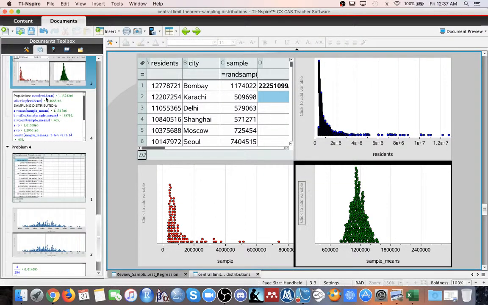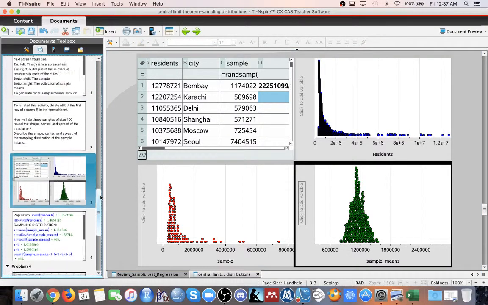And this idea that we've just looked at is called the central limit theorem. And the central limit theorem says this: that the sampling distribution, as the sample size increases, will look closer and closer to a normal distribution. The larger the sample size, the more the sampling distribution will look like a normal distribution.